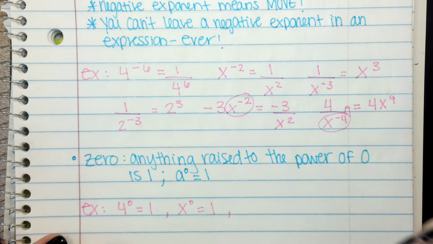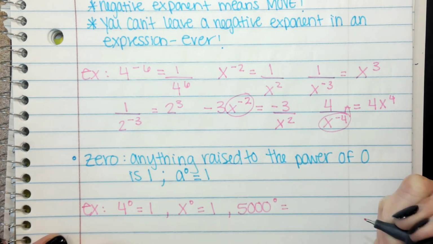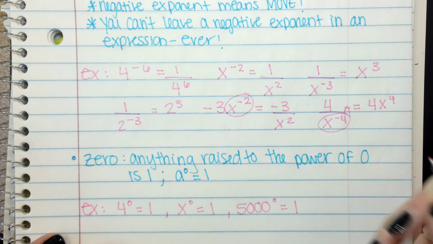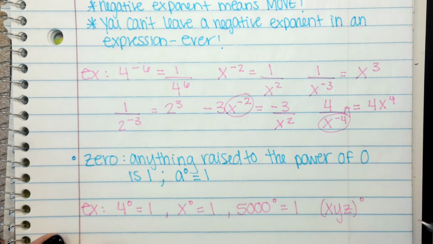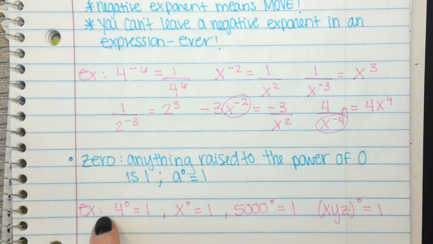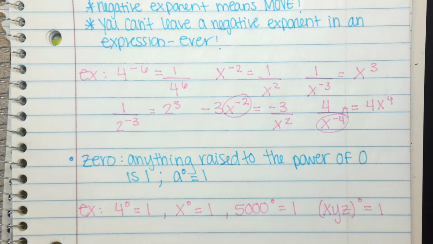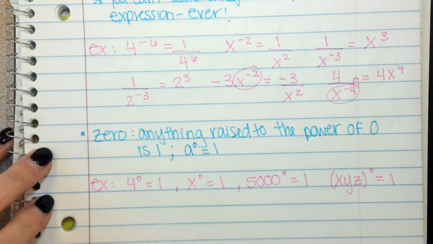If you have 5,000 to the 0 power, it still equals 1. If you have the quantity x, y, z raised to the 0 power, it equals 1. So anything raised to the power of 0 is 1. And so you never want to leave an exponent of 0 in your expression either, because it always changes to 1. Okay? And so let's look at a couple more.